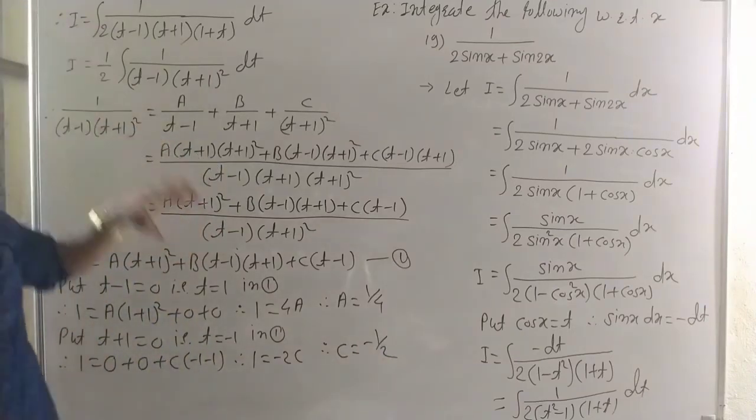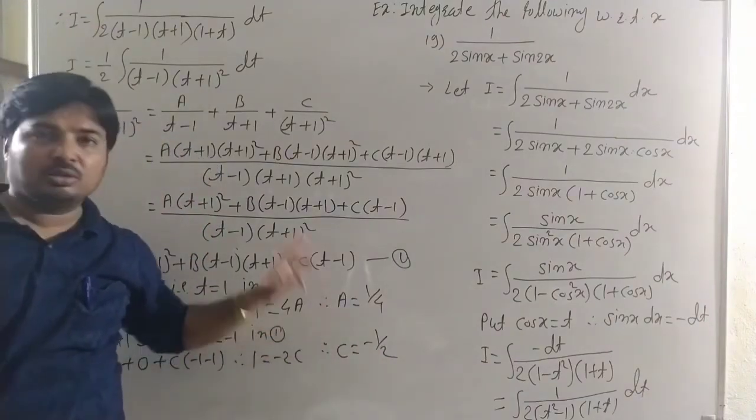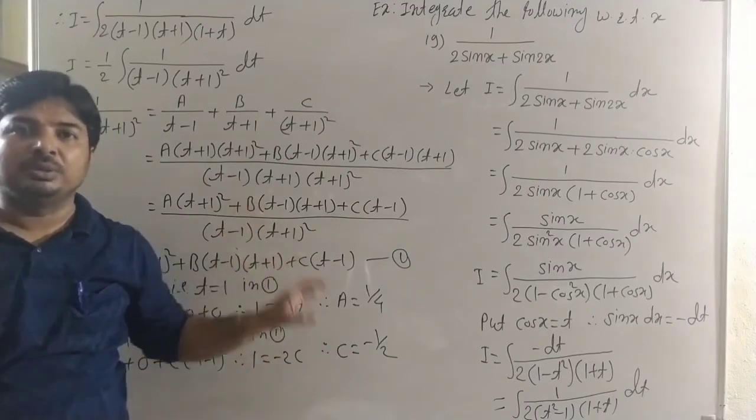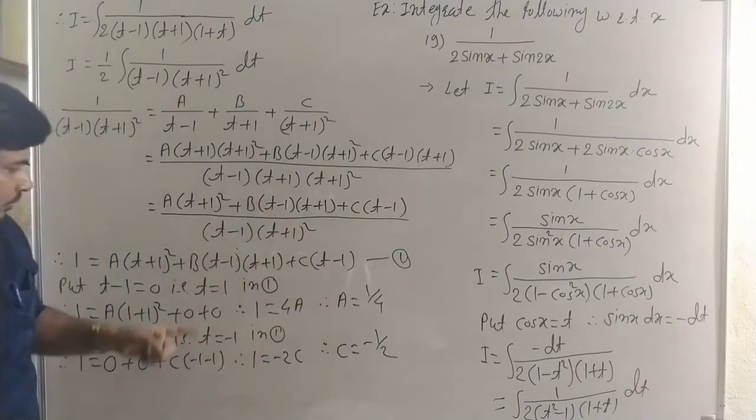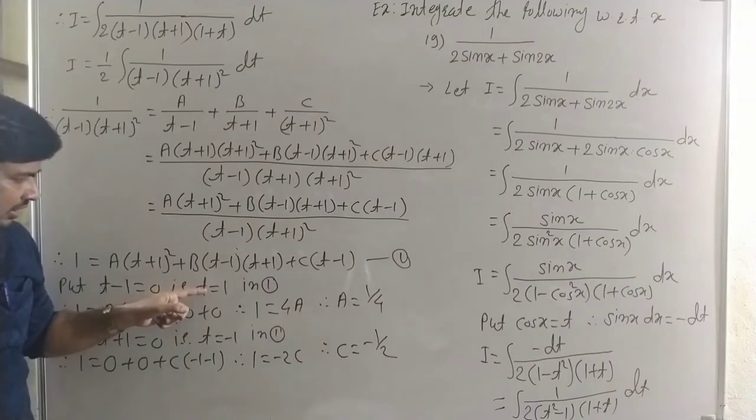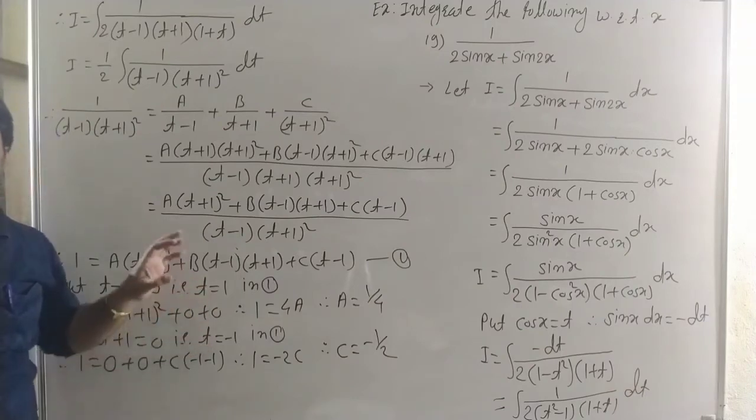Now, for the remaining value, to find the value of b, we put t equal to a real number other than t is equal to 1 and t is equal to minus 1.